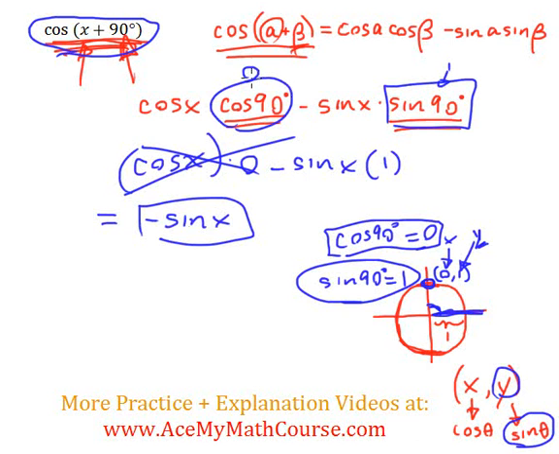And of course, you would have arrived at these values, 0 and positive 1, for cos 90 and sine of 90, if you just plugged them into the calculator. And you would have also arrived at negative sine x. That's it.